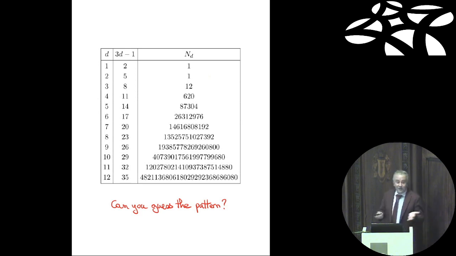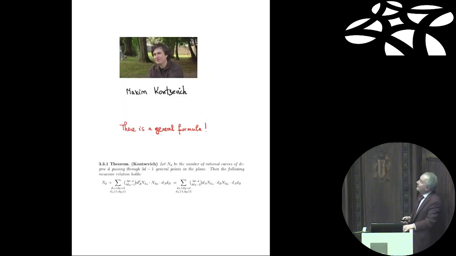Okay, so these are the numbers. So now I can ask you a question. From this, you have 12 numbers. So if you have a sequence of 12 numbers, you should be able to guess the pattern. So can you tell me the general rule behind? Of course not. Of course not, but there is a general formula due to Kontsevich. So I hope you can see it.